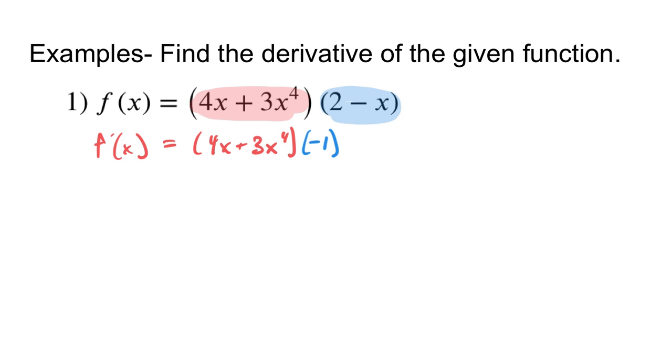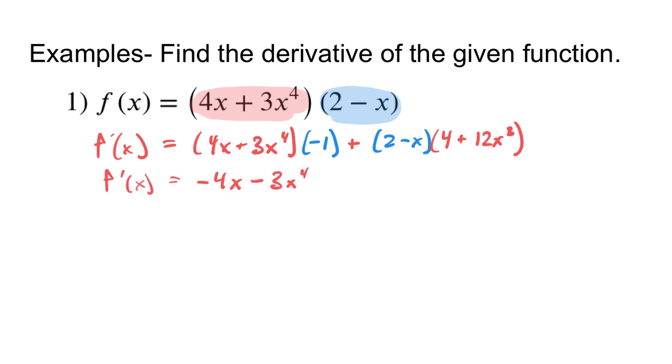Okay, so there's the first times the derivative of the second, plus the second, 2 minus x, times the derivative of the first. The derivative of that is 4 plus 12x to the third power. So that's the first times the derivative of the second plus the second times the derivative of the first. And now we just have to simplify.